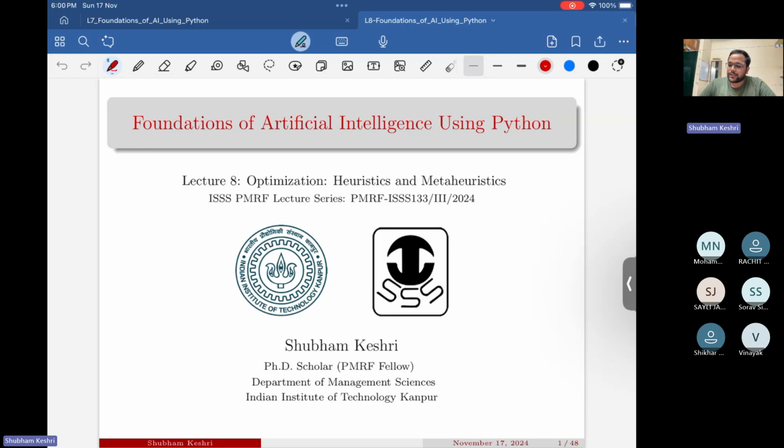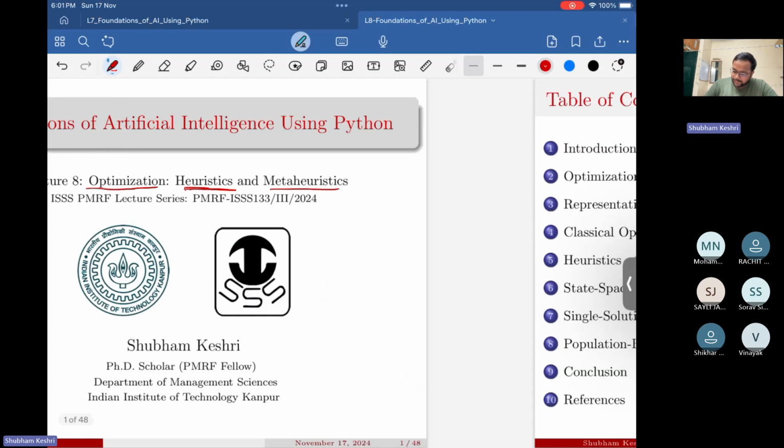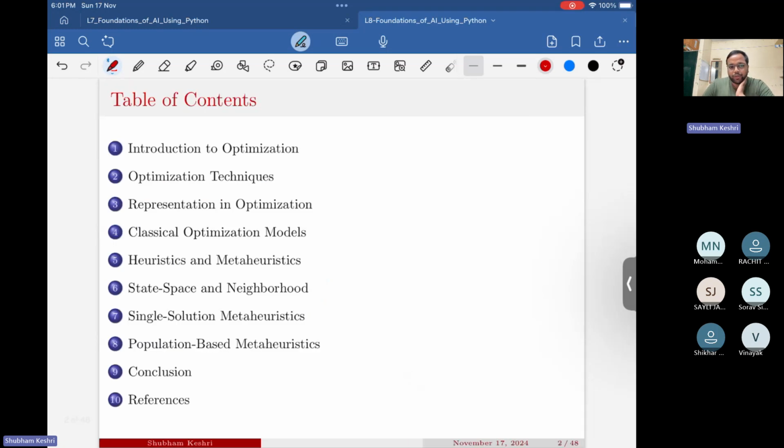So what we'll do today is we'll talk about optimization. And specifically in optimization, we will talk about heuristics and metaheuristics. I have been using these two terms since my first class, so we'll see what this means, and how it helps us to solve decision problems. So these are the topics I wanted to cover today.